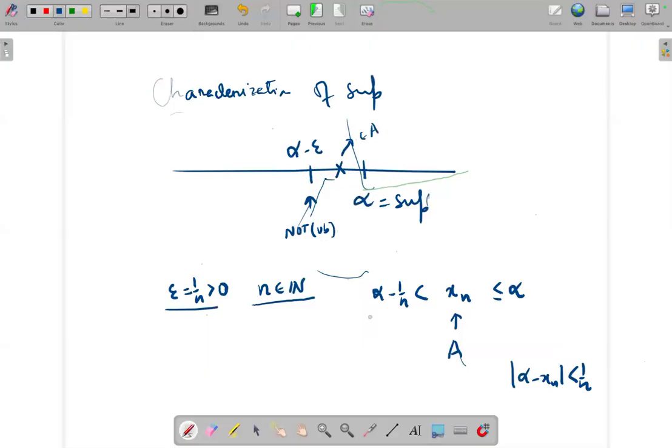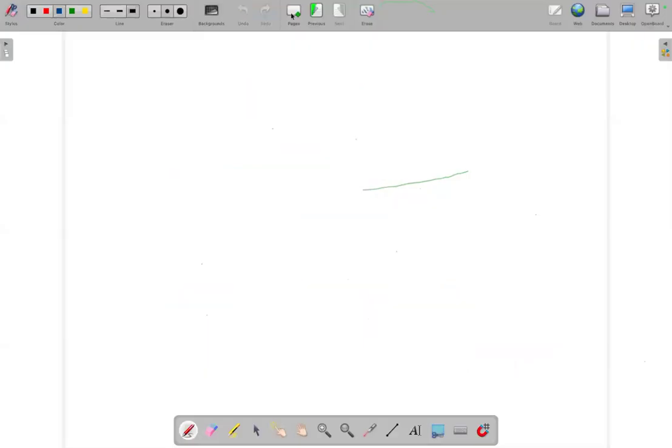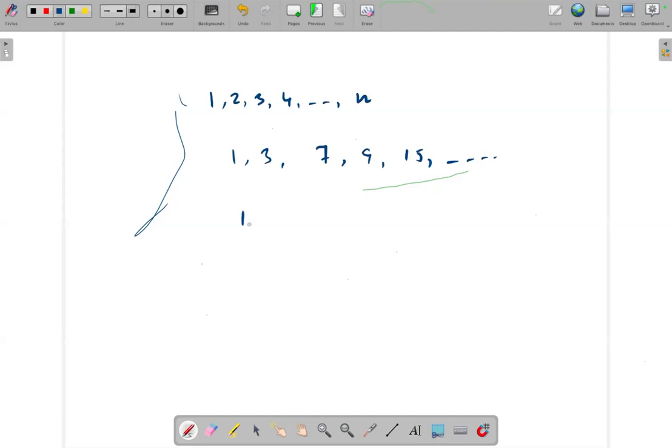So for example, if I have a simple sequence, say x1, x2, up to xn, what would be a subsequence? My subsequence can be 1, 3, 7, 9, 15, right? But this cannot be a subsequence because of this. The order has been missed. Okay, this is a simple way to explain.